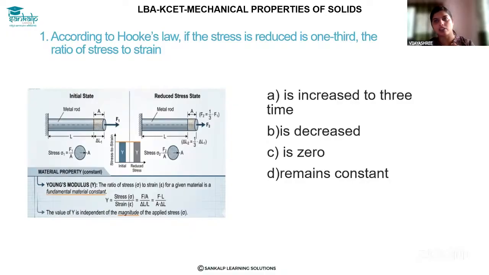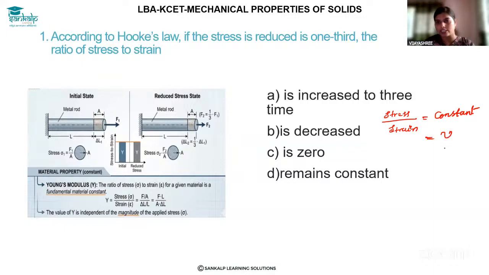1/3 of its original value is given, right? So we need to identify what happens to the ratio of stress to strain. Four options are given. So let us write Hooke's law. Within elastic limit, stress divided by strain is equal to constant.